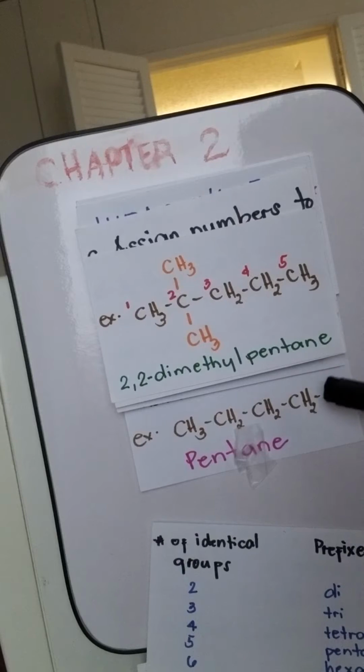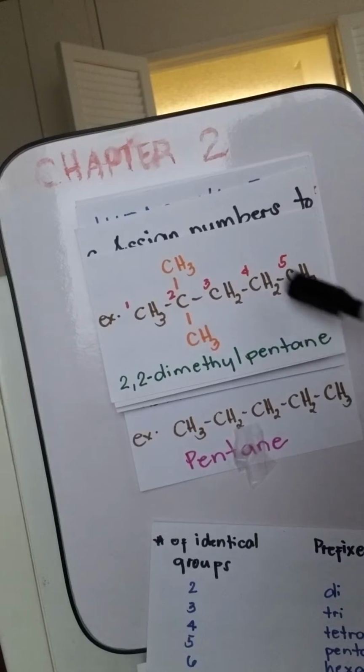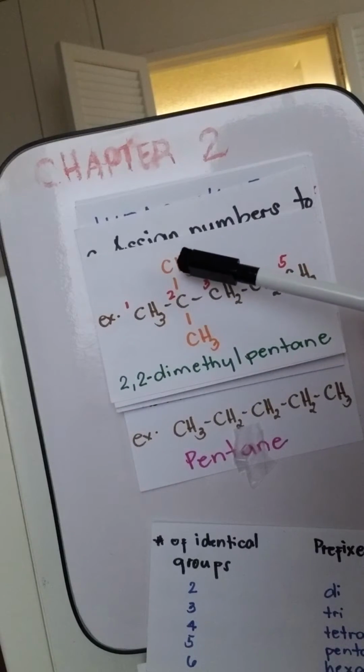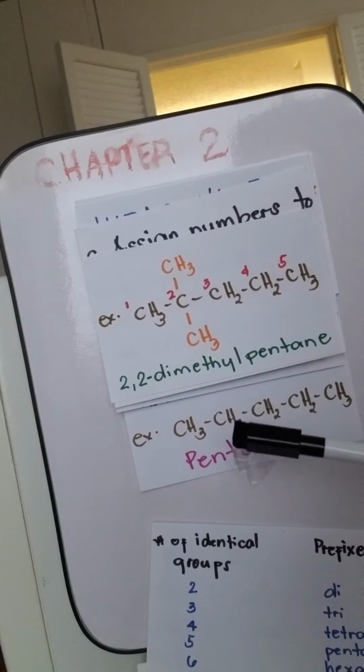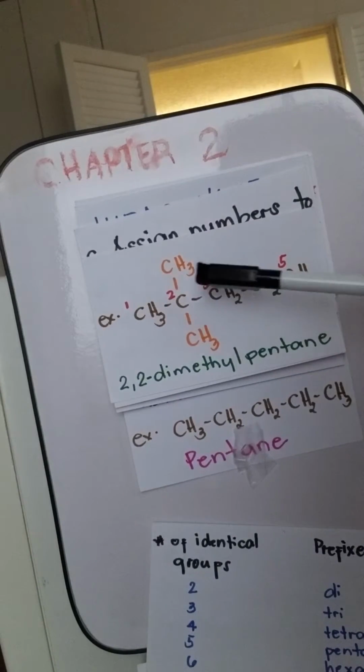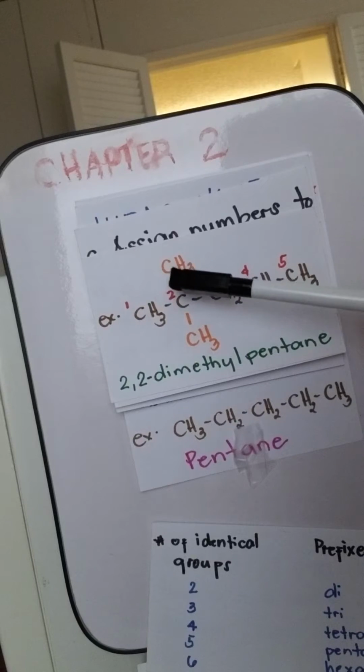Now next, what are our prefixes? Our prefixes identify the groups or branches attached to our mother chain, and in this case we have 2 of the same groups. What are those? This group and the other one. They are the same groups. And what is the name for those 2 groups? In this structure, you have only 1 carbon atom.